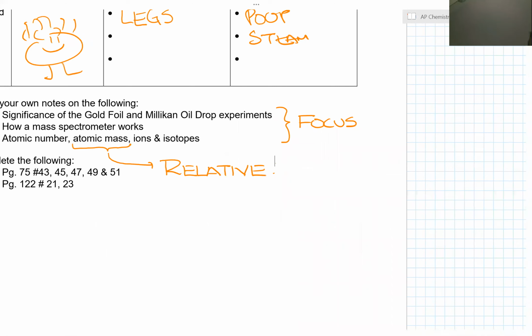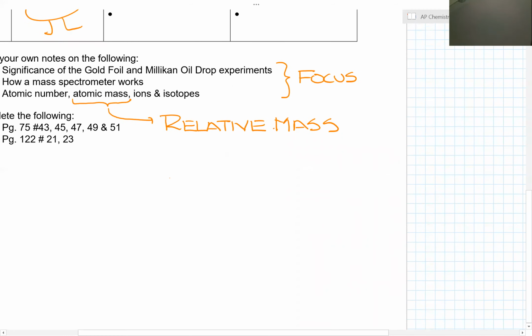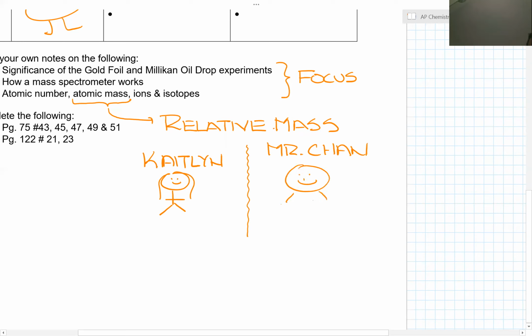It's all relative mass. So an easy way to think of it is this. Let's say we draw a picture of somebody. Okay, so let's say this is my daughter, Caitlin. I can't pick on anybody in the class because I don't want to be mean to them. And so let's draw a picture of me, Mr. Chan. There I am.